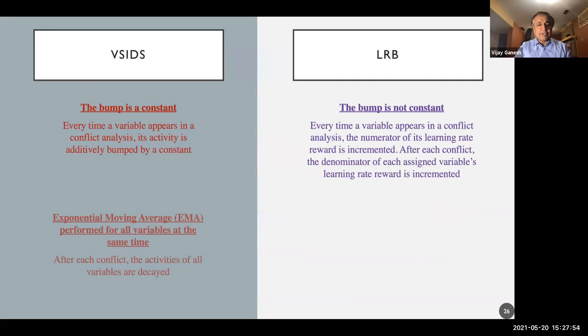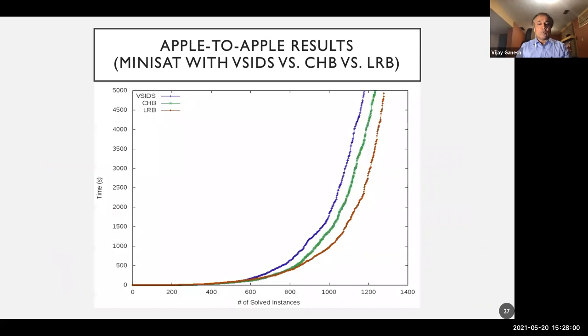Once we came up with this method, we implemented it. As you know, SAT solvers are pretty complicated objects, and we were able to implement our method with just 50 lines of code or so. We took the SAT instances from the SAT competition, which is a highly competitive setting, and we compared our method apples to apples using the MiniSat SAT solver, which was using the previous method, VSIDS.